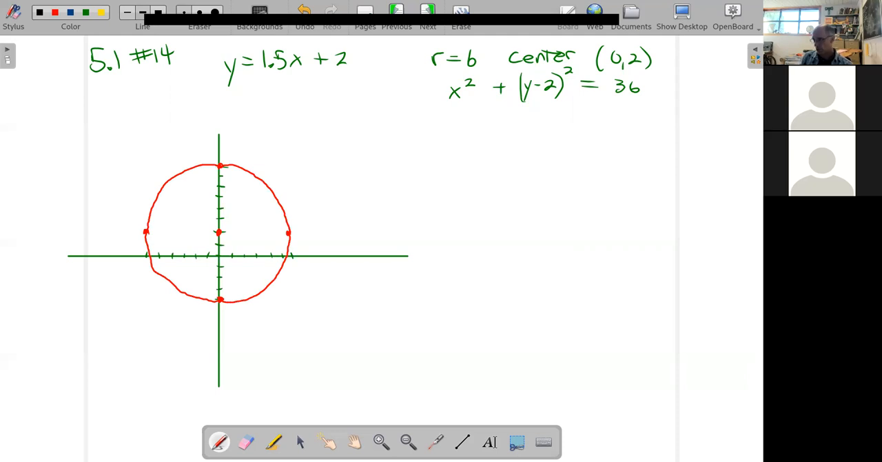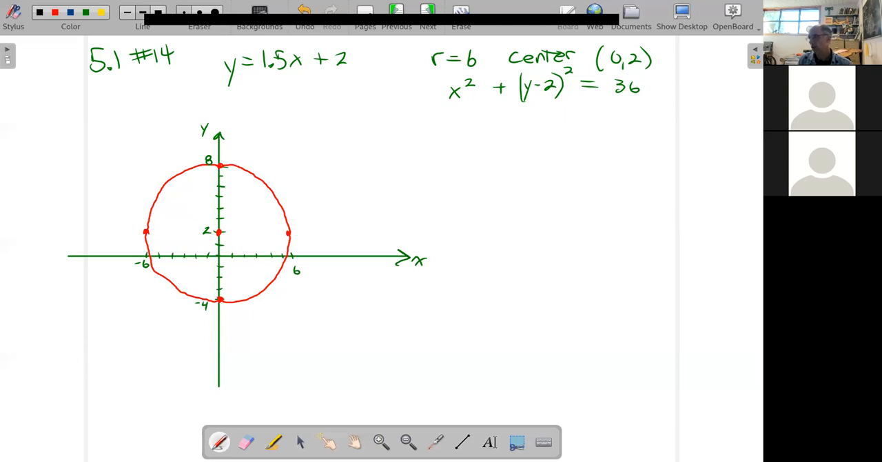And let's label a few things. So that's 2. This would be -6. This would be +6. Down here I have -4. And up here I have 2 plus 6, or 8. Y-axis, x-axis.